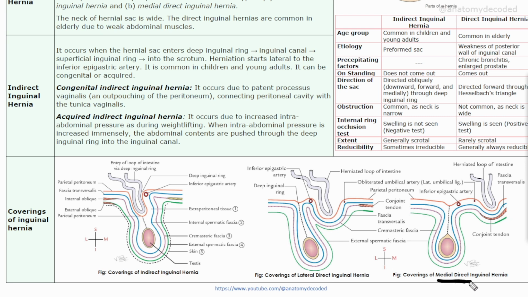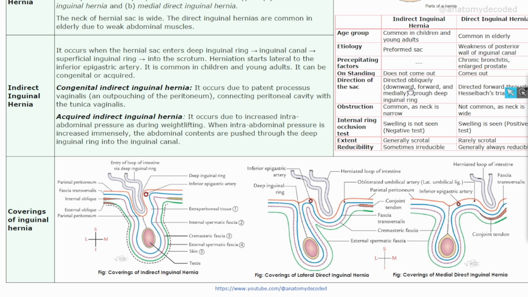If you see the medial direct inguinal hernia, there is one covering which is distinct here, that's the conjoint tendon. The conjoint tendon is basically formed by the fusion of the internal oblique and transversus abdominis. Here we can see the external spermatic fascia is there, but the cremasteric fascia is not there. Instead of cremasteric fascia, the conjoint tendon is here. There are specific coverings in different types of inguinal hernia, so you can just draw this diagram and label it properly. That would be sufficient.